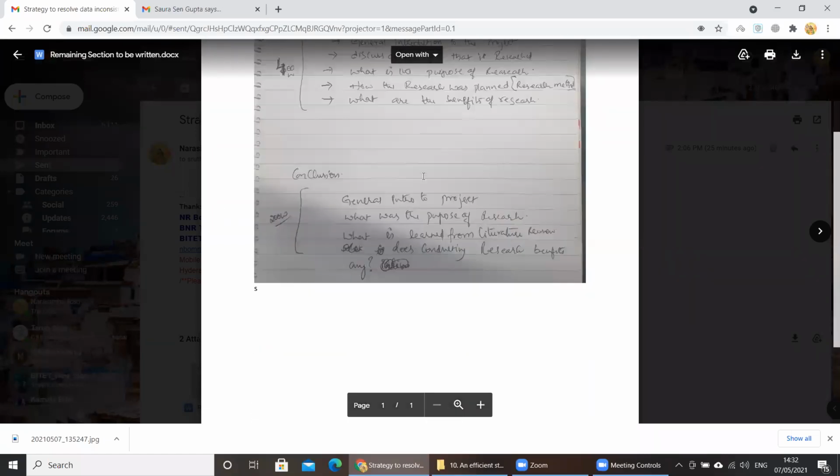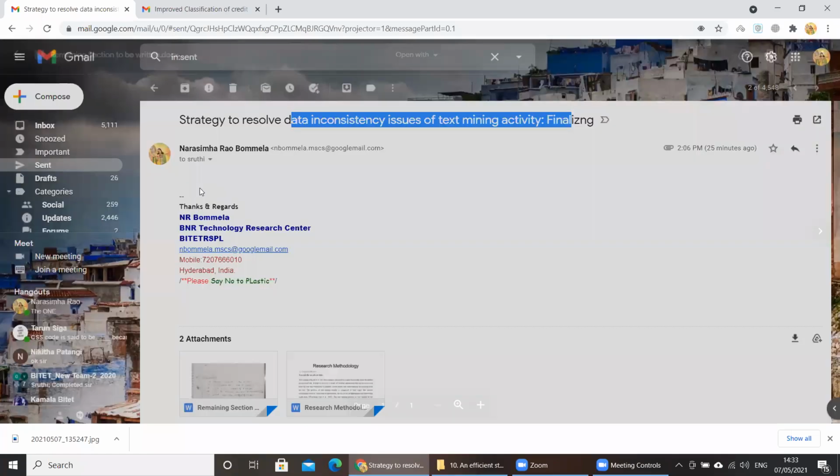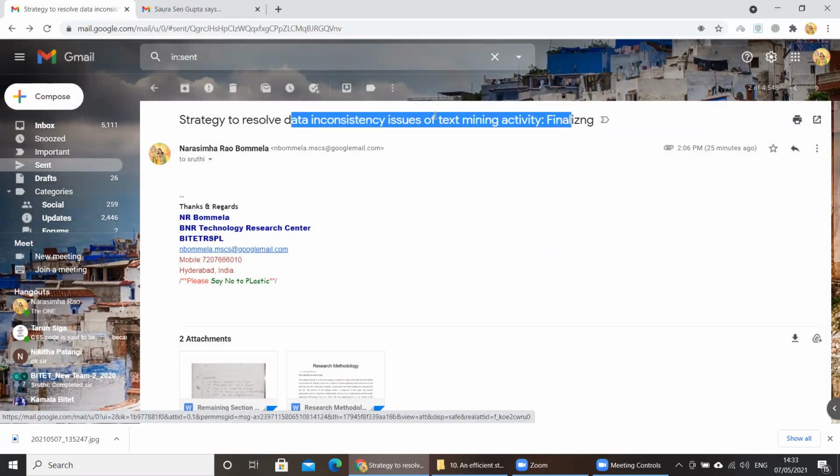Then at the ending of the document, we write the conclusion section, which speaks again about a general introduction to the project, then the purpose of the project. This should be written in past tense. And you write some of the important points that you learned from the literature review about your research problem. If you see this project, it is about a strategy to resolve data inconsistency issues. When you do some kind of literature review, you might have come across some strategies to overcome data inconsistency issues. That point should be mentioned.